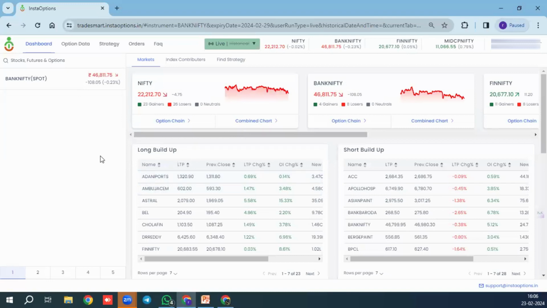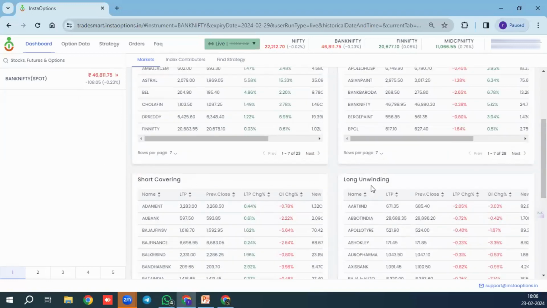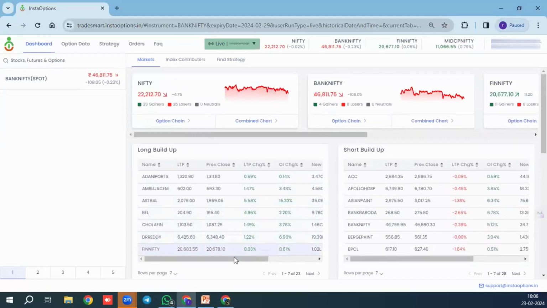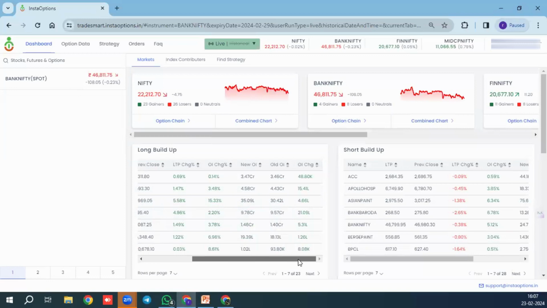आप इधर देख सकते हैं, लाइक लॉन्ग बिल्डअप, शॉर्ट कवरिंग, लॉन्ग अनविंडिंग, ये सब स्टॉक्स का है. दिस ऑल बेस्ड ऑन वही चेंज. ओके, वट एवर वही there was change in open interest, so accordingly this will be categorized here. So using this also you can just take a trade.